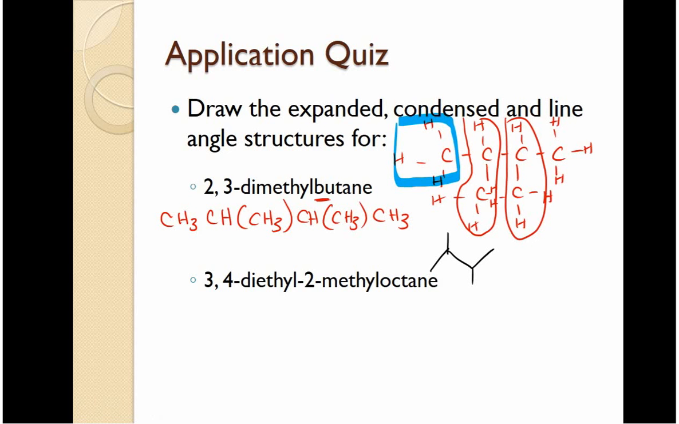So 3,4-diethyl-2-methyloctane. I'm going to start again with this longest chain. 1, 2, 3, 4, 5, 6, 7, 8. There's going to be a lot of hydrogens here. Now, on the third carbon, I'm going to do an ethyl. And on the fourth carbon, I'm going to do an ethyl. And on the second carbon, I'm going to come back and do a methyl. Actually, I'm going to do that one down just for space reasons. Now, at this point, I've got my things there. All I have to do is fill in my hydrogens. Each carbon is going to have 4 bonds total.